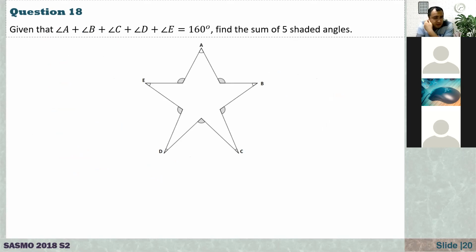And how about this question? Given that angle A plus angle B plus angle C plus angle D plus angle E equals 160 degrees. What is A, B, C, D? Okay, we can see that. Find the sum of the 5 shaded angles.